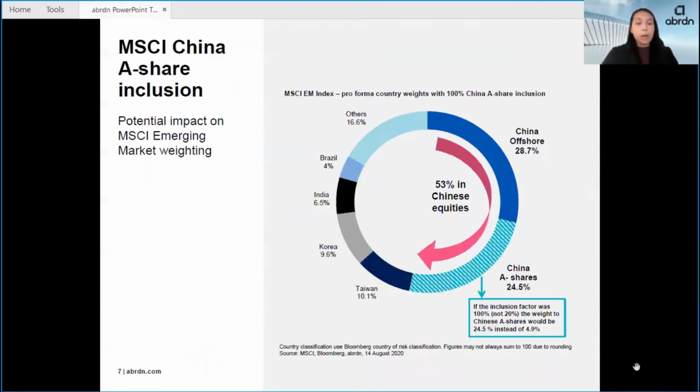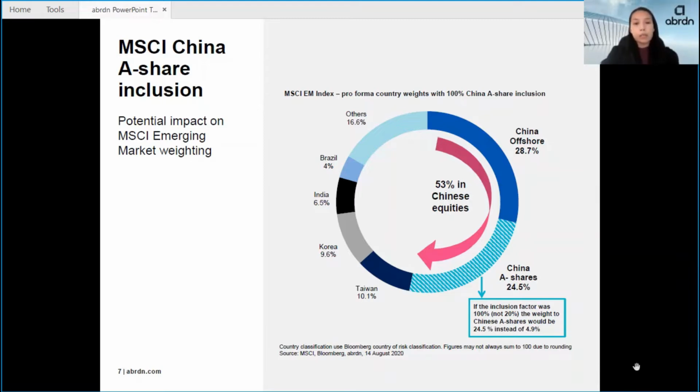On slide 7 now, this is to highlight the MSCI China A-share inclusion. As you may know, currently the inclusion factor for China A-shares is not yet at 100%, it is at 20%, meaning that as a percentage of the MSCI emerging market index, China A-shares currently only represent 4.9%. But if we were to use a 100% inclusion factor, which we believe will be the case over the coming few years, this rises quite substantially to 24.5%. And China as a whole, China offshore and China A-shares, would represent over half of the MSCI EM index.